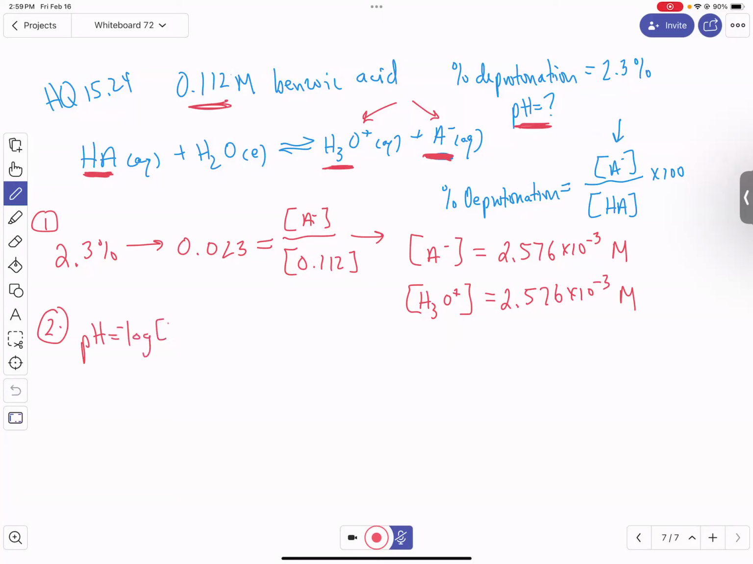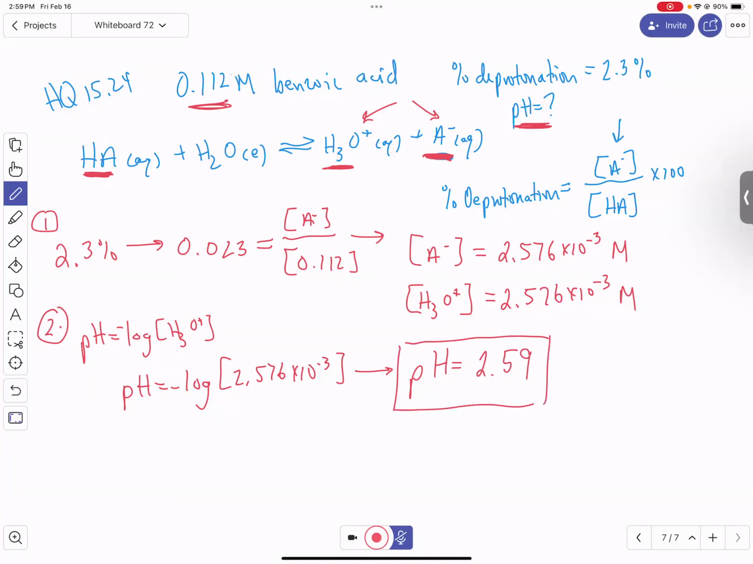It's the negative log of my hydronium concentration. All right, pH equals negative log of 2.576 times 10 to the minus 3. So negative log. All right, I get a pH of like 2.59 for this solution. So 2.589 for the pH.